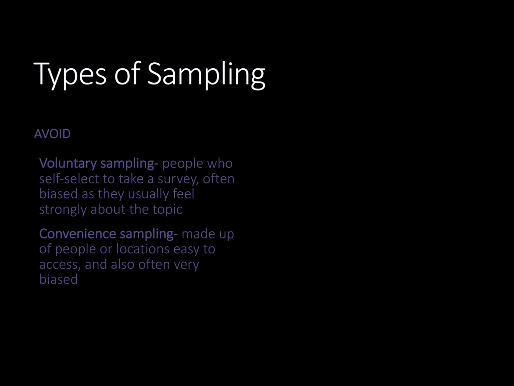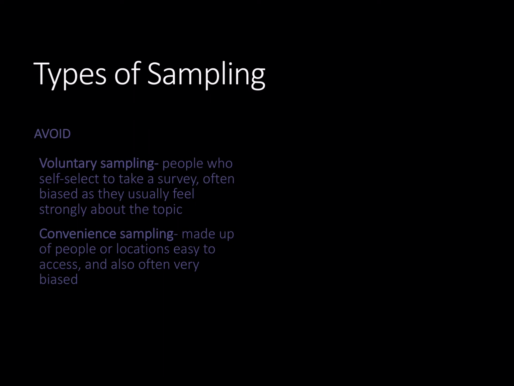You can see this on Yelp or other review sites as well, where people who had a really good or really bad experience are much more likely to go leave a review. So you kind of miss that middle of the road people. So you want to try to avoid voluntary sampling because of that bias.